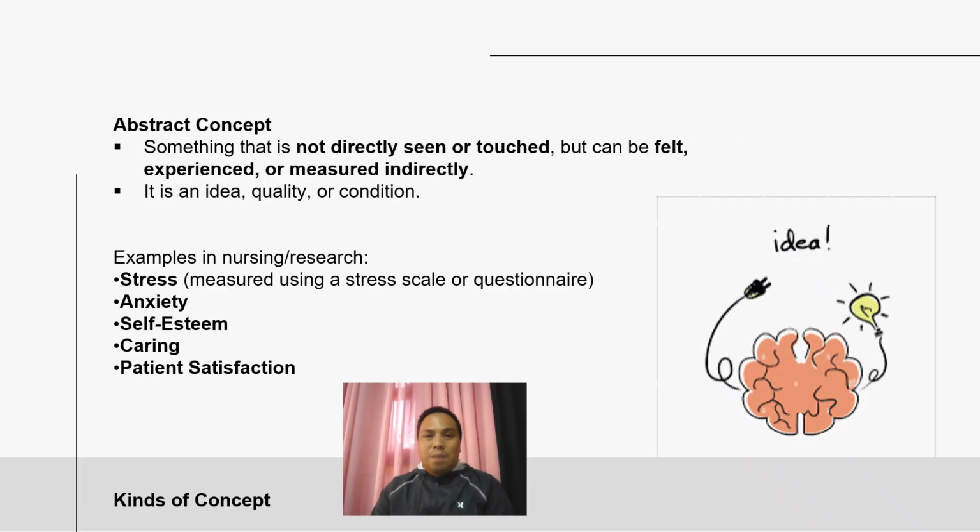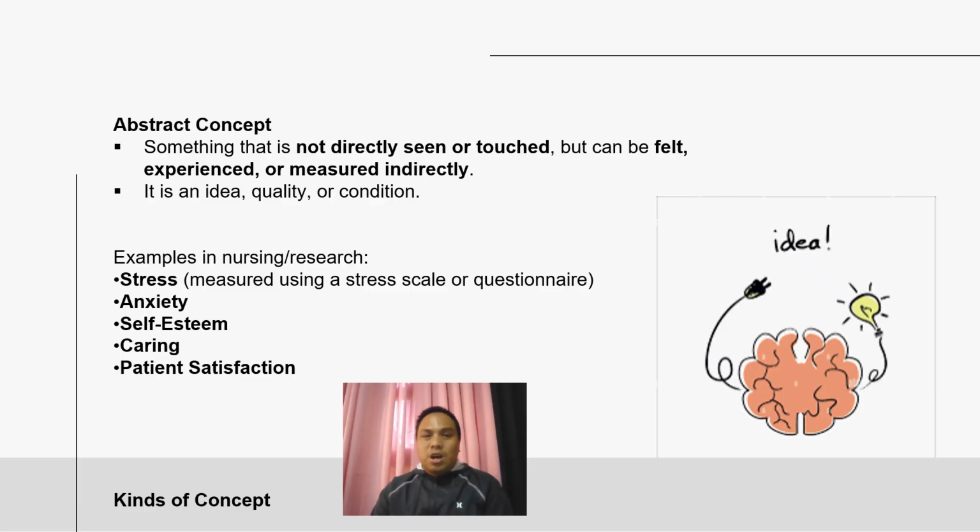Another one, we have your abstract concepts. These are the intangible ideas or qualities that cannot be directly seen, touched, or measured with physical tools. Instead, they are felt, experienced, or assessed indirectly using scales, questionnaires, or observations. So they are more subjective than concrete concepts, but equally important in nursing and research since they deal with human feelings, perceptions, and experiences.